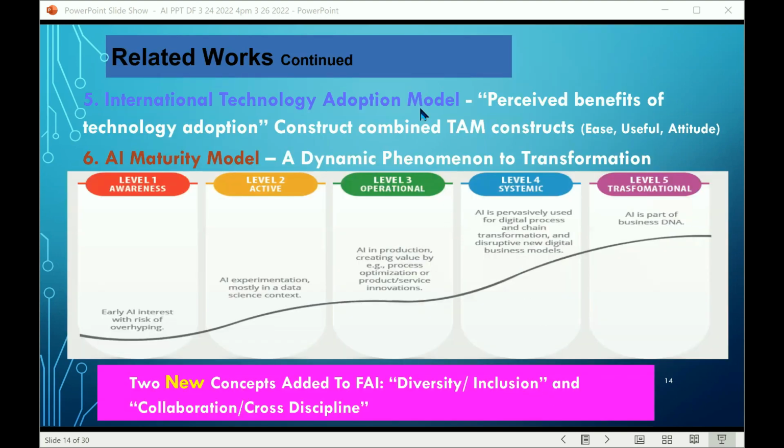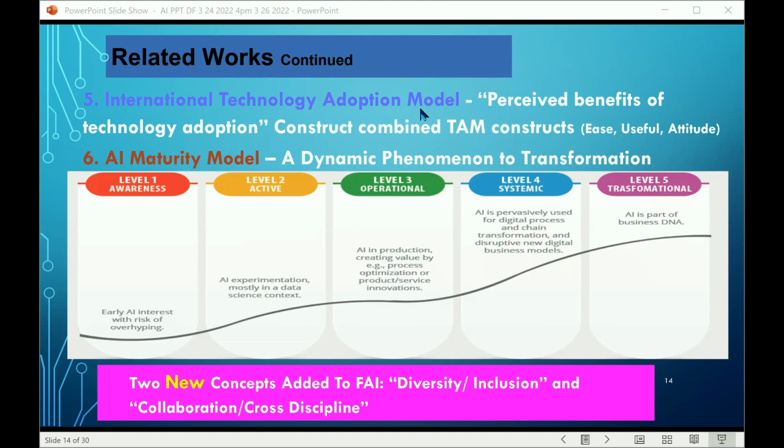International technology adoption models. Perceived benefits of technology adoption. Construct, combine, tandem, TAM construct. Yeah, that's ease, useful, and attitude. All three of those are combined there.